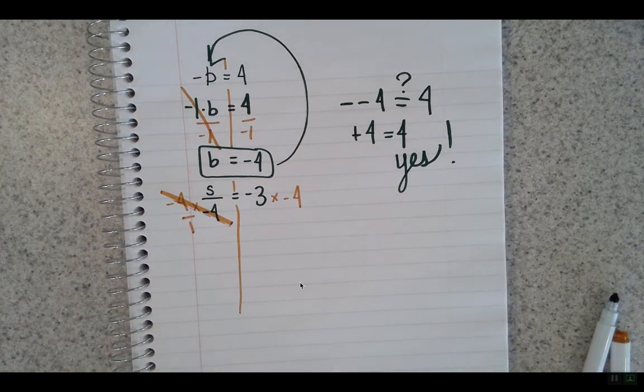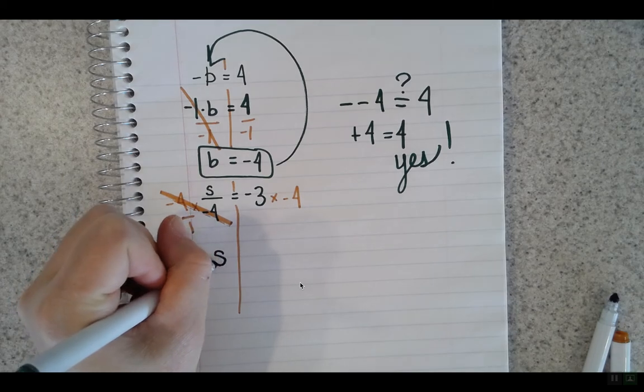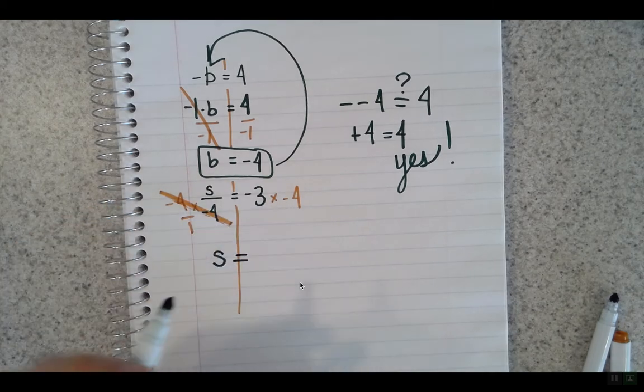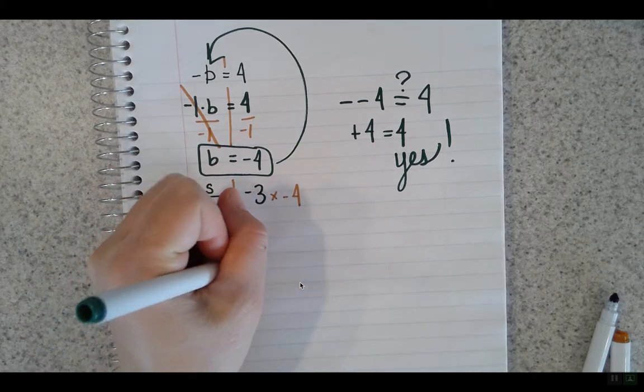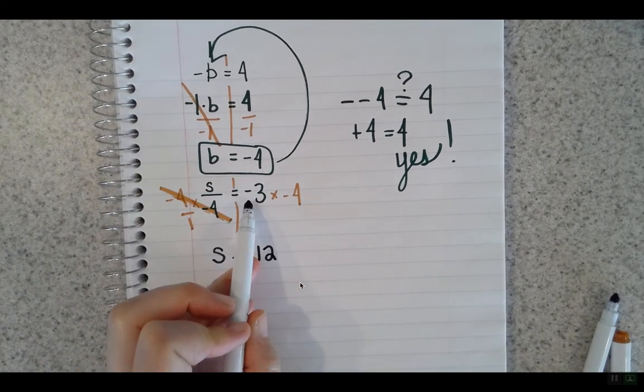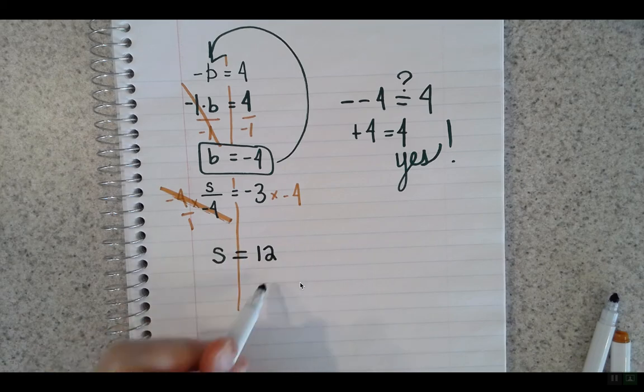Now S is all by itself on the left side of the wall. And a -3 times a -4 is a +12. Same signs, positive answer.